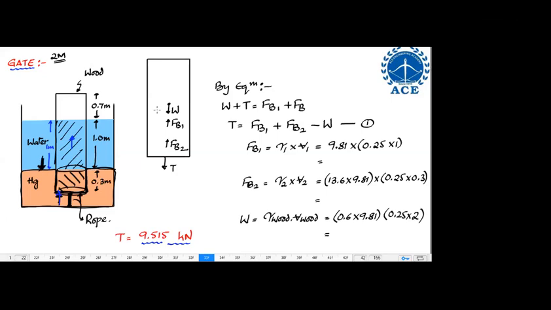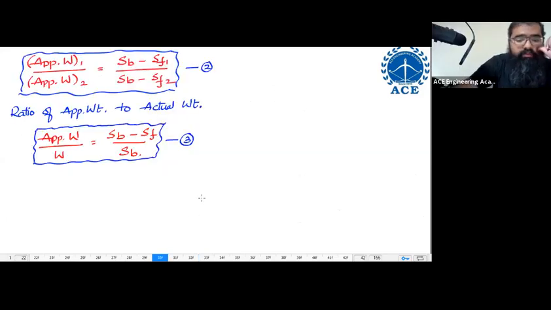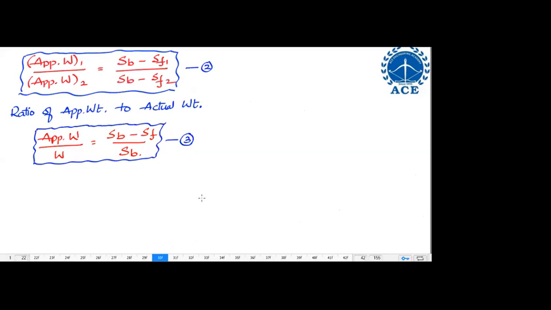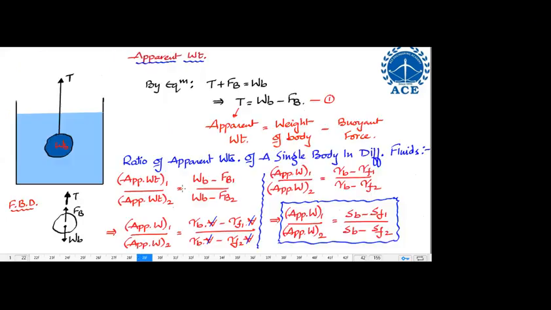Hello, sir. Sir, could you go to slide number 30? I had a small doubt. Previous one. Okay, this one. Yes, sir. So how did we take volume same here, sir?